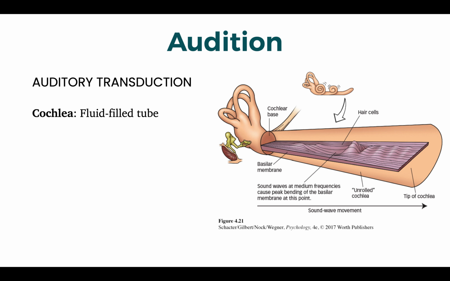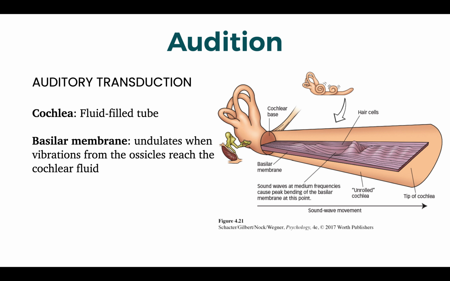You get the vibrations that are going into the fluid, right? And those vibrations cause a wave in the fluid, and the wave in the fluid makes this membrane that's in the middle of the cochlea, called the basilar membrane, start to flutter or undulate, sort of. Like you think of it like a piece of silk in the water, right? If you were to wave it, it's kind of what's going on with your basilar membrane. Okay, so the vibrations from the ossicles reach the cochlear fluid. The membrane starts to undulate.